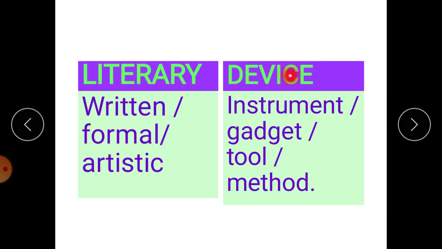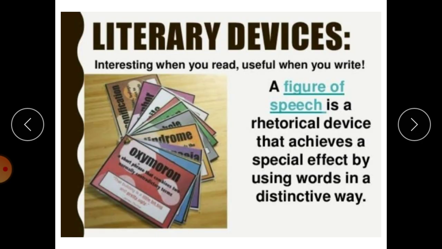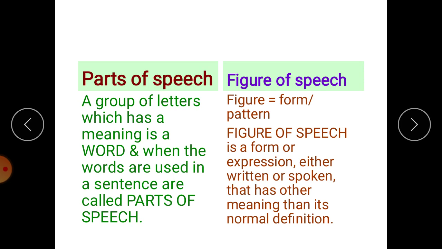First of all, what does device mean? Device means an instrument or a gadget, and literary means written or artistic. Now the next thing related to literary device is figure of speech. You have learned parts of speech, right? So what is the difference between parts of speech and figure of speech?